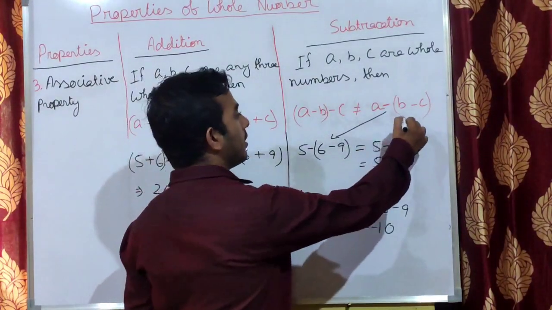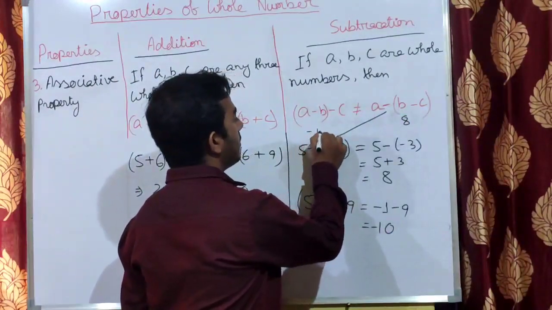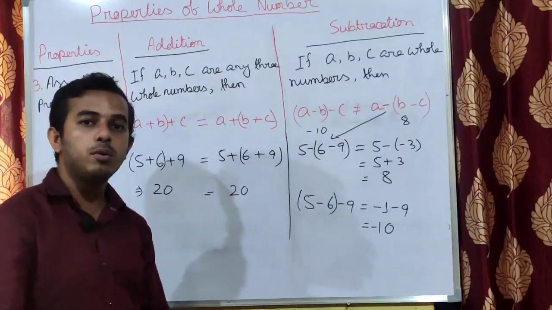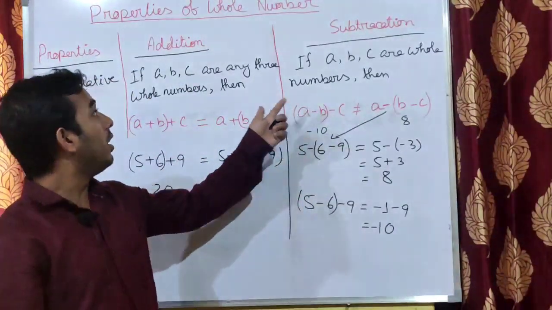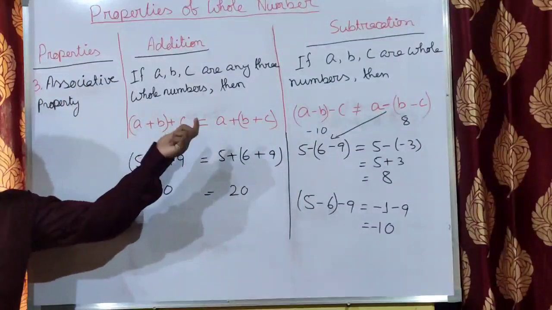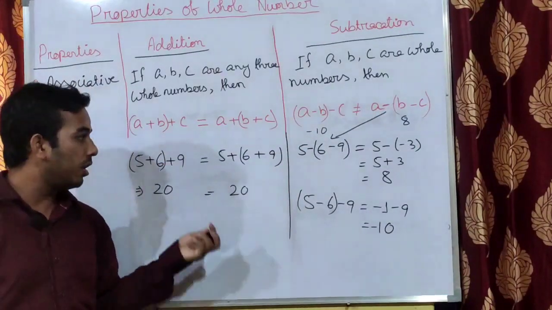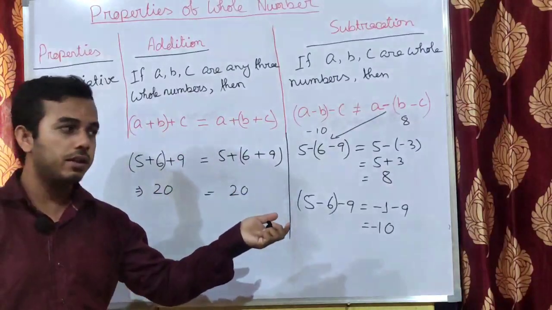This is 8, and this is minus 10. Are they both the same? No, they are not the same. That's why associative property for subtraction is also not possible. In this case, it is possible, right?